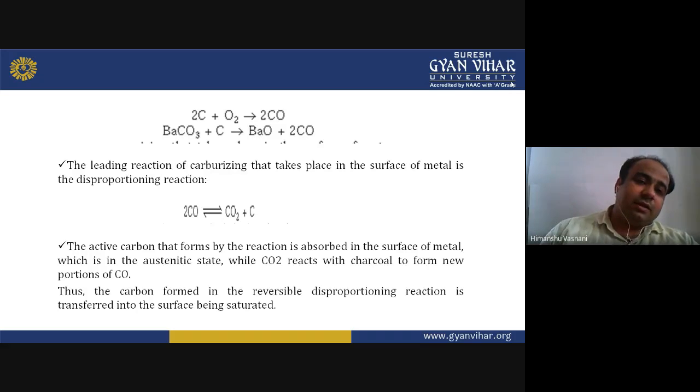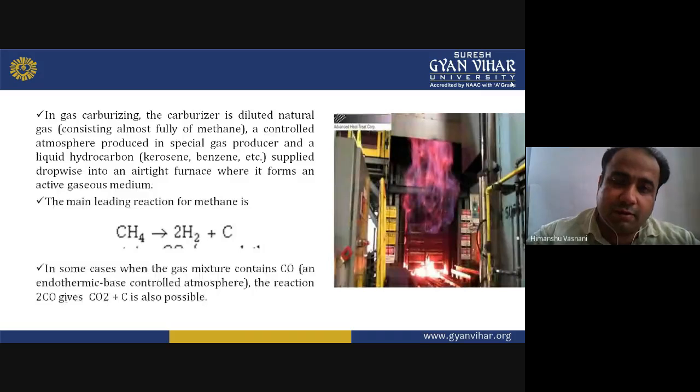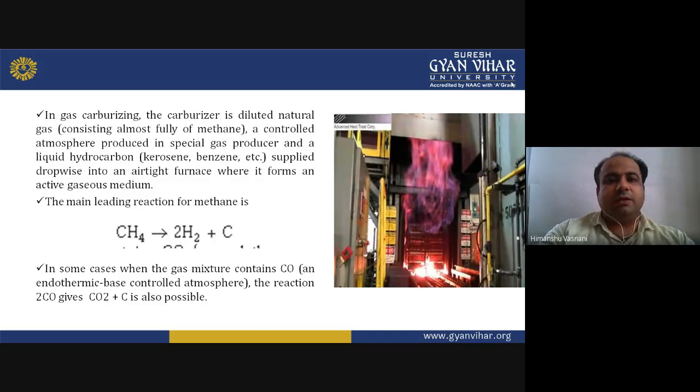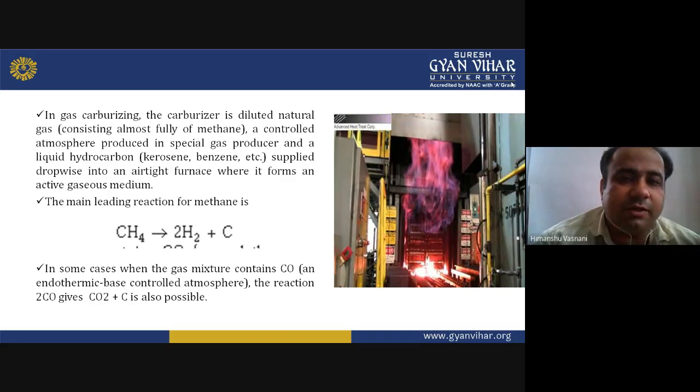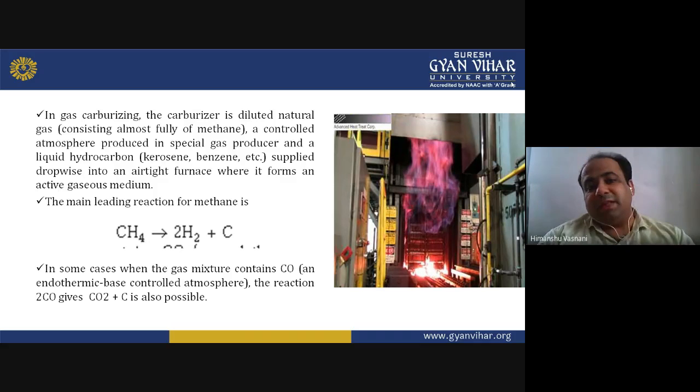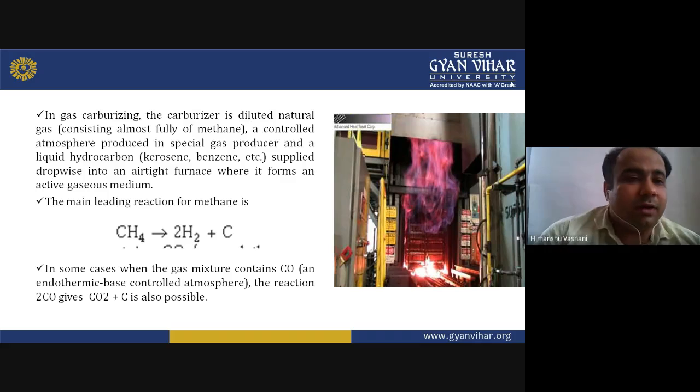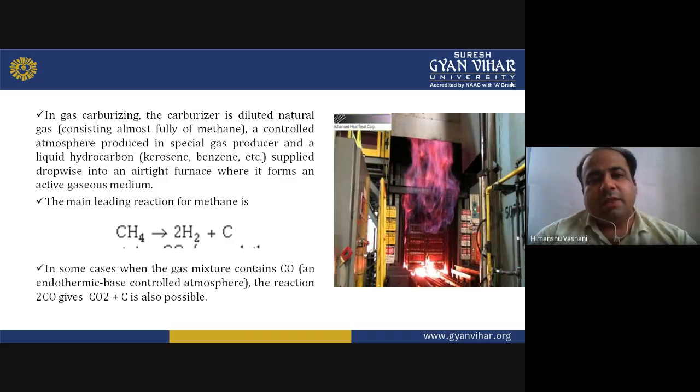Now, in gas carburizing, the carburizer which we are using is diluted natural gas, consisting almost fully of methane, and a controlled atmosphere produced in a special gas producer, and a liquid hydrocarbon like kerosene, benzene, etc., supplied drop-wise into an airtight furnace where it forms an active gaseous medium.